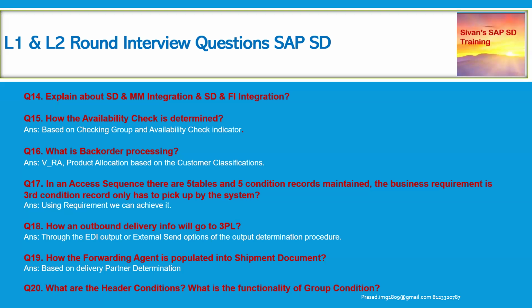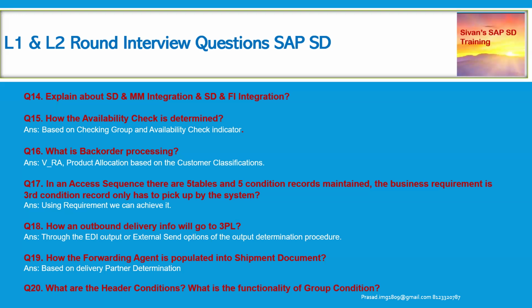Normally, what we explain them is whether the exclusive indicator is active or not. So if the exclusive indicator is active, then only the third condition table will be picked up by the system. Then there we need to write a requirement routine, or we have to assign the requirement routine to that particular third condition table maintained in an access sequence. Accordingly, whenever we create a sales order, the system will pick up only that particular condition record maintained for that. So this is how we need to explain.